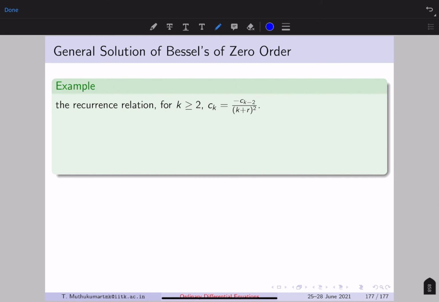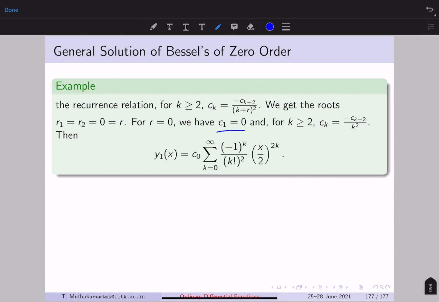Since C1 is 0, all the coefficients with odd indices are 0, and then you have C0 already, and so all the coefficients with even index depend on C0, right? So you have C1 equal to 0, you have this relation for Ck, which means you have this solution y1, which is the one Frobenius solution for the Bessel's equation of 0 order. Okay.